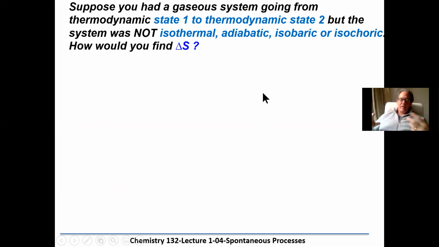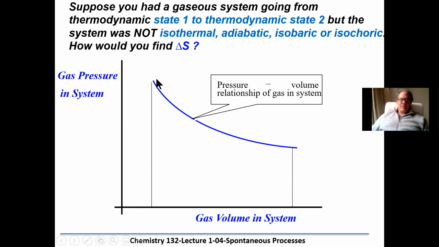Now, let's talk about another scenario here. If we have a change in the thermodynamic state between two separate situations, what if it's not an isothermal, adiabatic, isobaric, or isochoric change? How would you find the change in entropy, delta S? Kind of tricky, all right? In this case, if we look at this system, assuming we're going from here to here, what's happening to this system? Hopefully you can see that the gas volume of the system is increasing, the gas pressure is decreasing. Must be some kind of expansion going on.